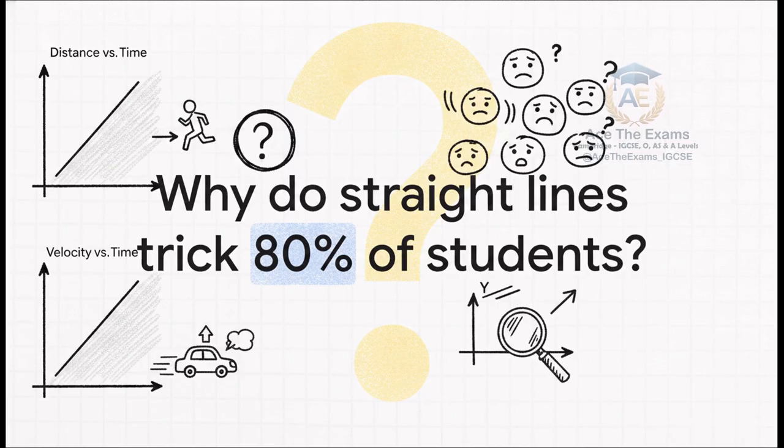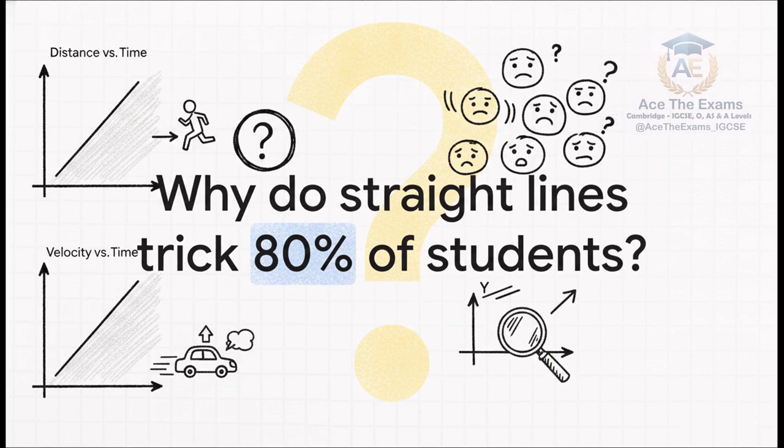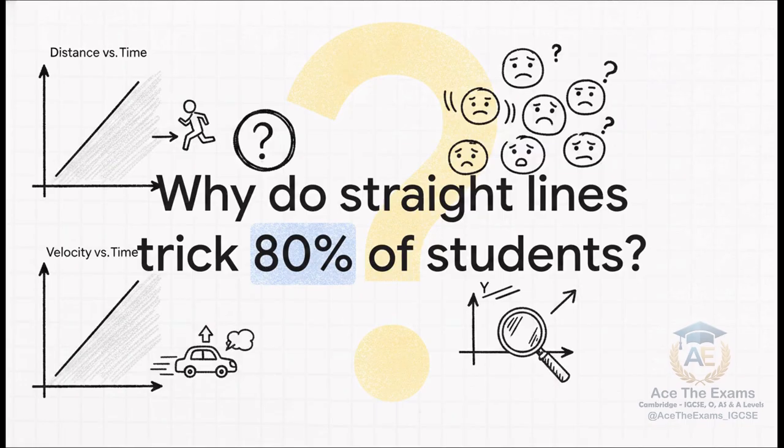A straight diagonal line on a distance-time graph means constant speed. But that exact same straight diagonal line on a velocity-time graph means constant acceleration. Visually, they look identical, but conceptually, they are worlds apart. And examiners know exactly how to exploit this visual trick to test if you actually understand what you're looking at.